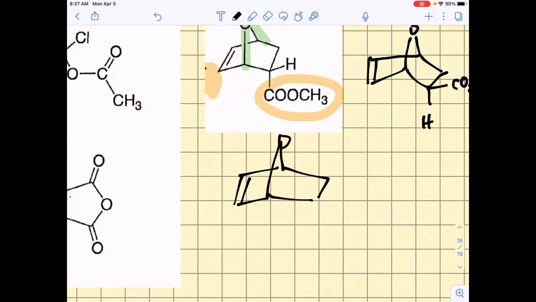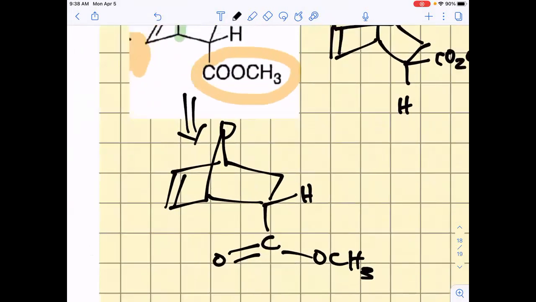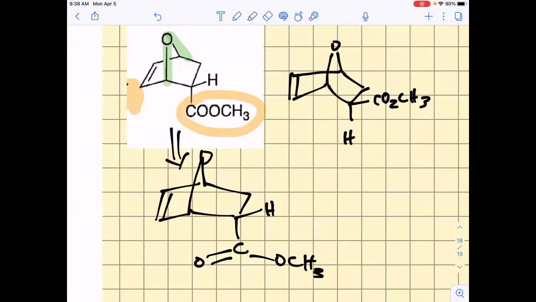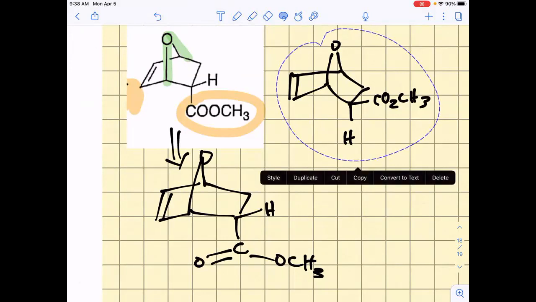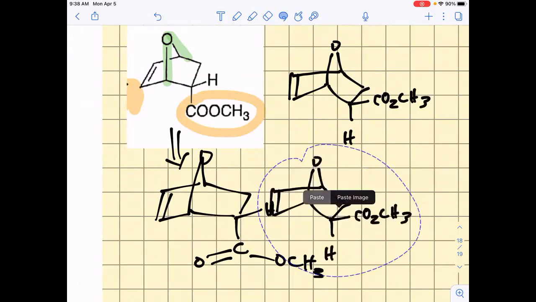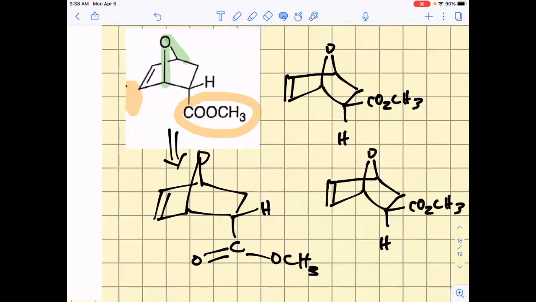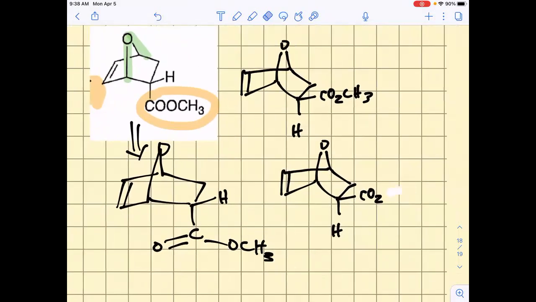All right, so here's my oxygen, and then I'm going to write the ester out like this. So that's this isomer right here, right? And then I can do the same thing with the other isomer. I'm just going to copy it and paste it down here so we can compare them.